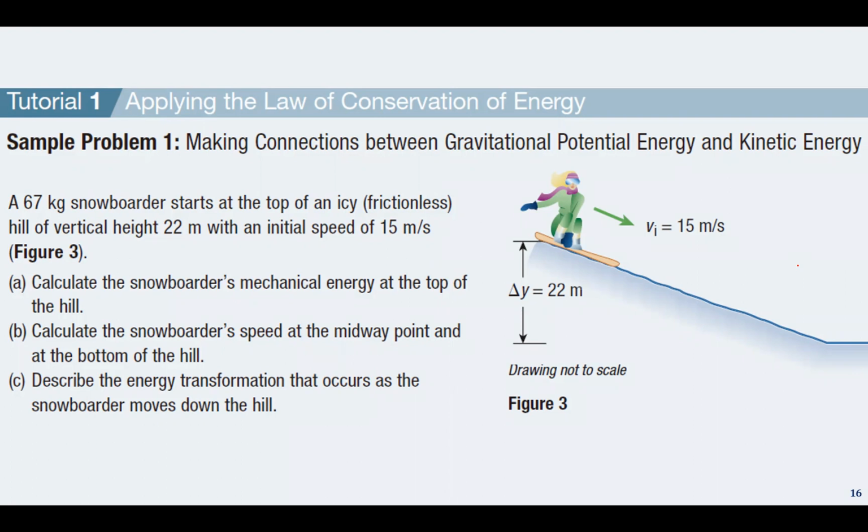A 67-kilogram snowboarder starts at the top of an icy, frictionless hill of vertical height 22 meters with an initial speed of 15 meters per second. A. Calculate the snowboarder's mechanical energy at the top of the hill. B. Calculate the snowboarder's speed at the midway point and at the bottom of the hill. Then describe the energy transformation that occurs as the snowboarder moves down the hill. Okay, I'll give you 5 minutes to consider this question by yourself. Then we'll have a look at the solution together.